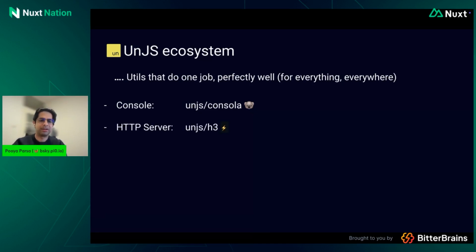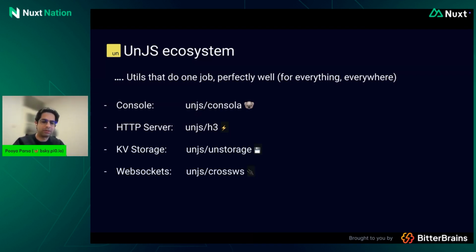There are things like H3, which is the server framework. In Alex's talk, he used H3 event handlers for being a server. It's like Express, but made for modern web platforms. There's an abstraction for a storage layer that is the storage layer of Nitro. There is an abstraction layer for WebSockets and so many things. Also, for building a CLI, we wanted to make a framework for it, so it's CittY. And there are 50 more libraries there.